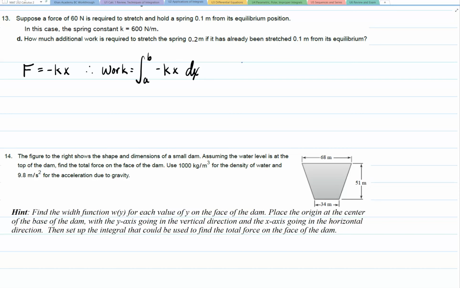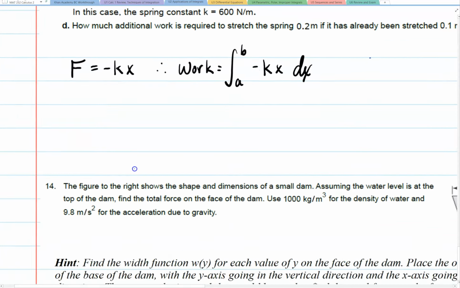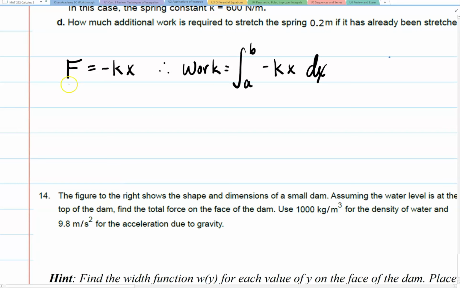So in this last video for our Exam 2 preview for Calculus 2, we're going to talk about application problems of these integrals. We're going to start with number 13, which has to do with what we call Hooke's law. And Hooke's law is the ability for us to determine the amount of force that a spring can apply based on its spring constant and its position where the spring is at.